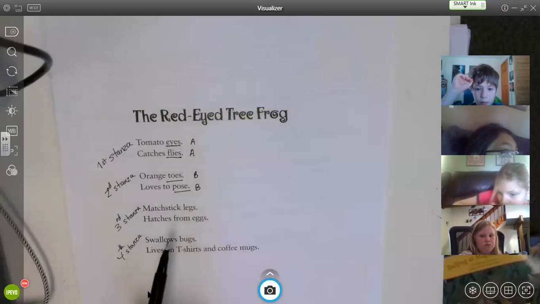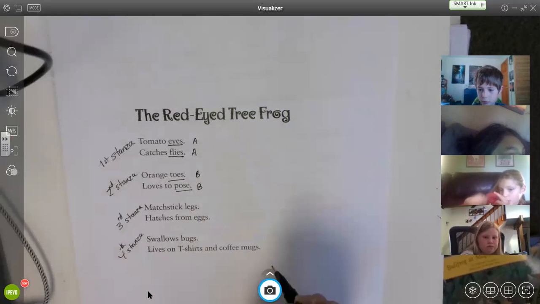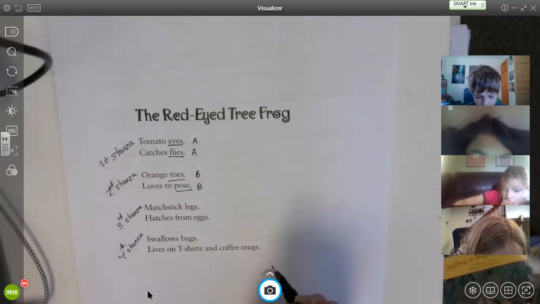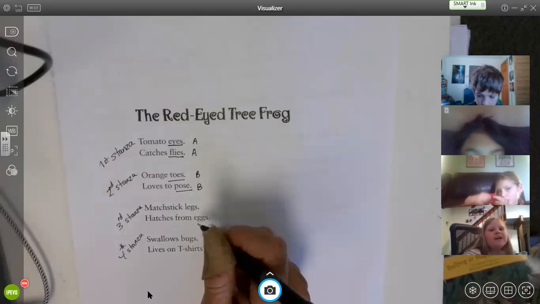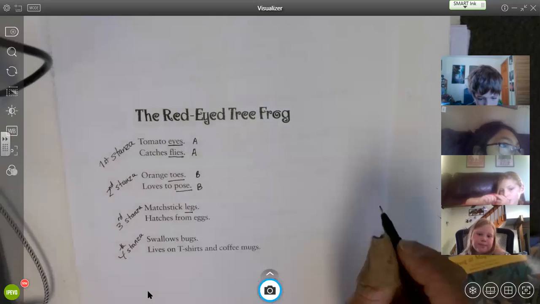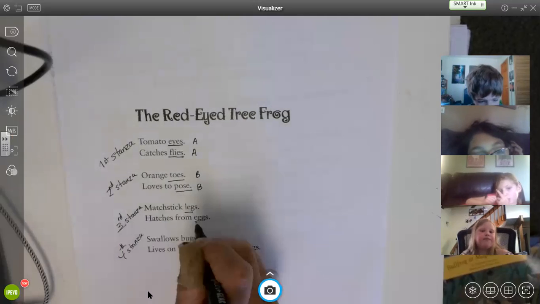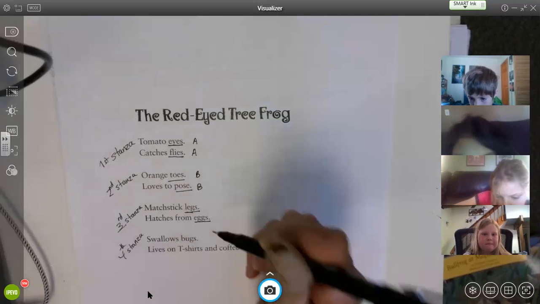You ready, Marin? Matchstick legs hatches from eggs. We're looking at the third stanza. What words rhyme in that one, Marin? Bugs and mugs. What is it? Bugs and mugs. I think you're on the fourth stanza. Can you go to the third stanza? Legs and eggs. Do you think they would be an AA pattern, BB pattern, or a CC pattern, Marin? And why?